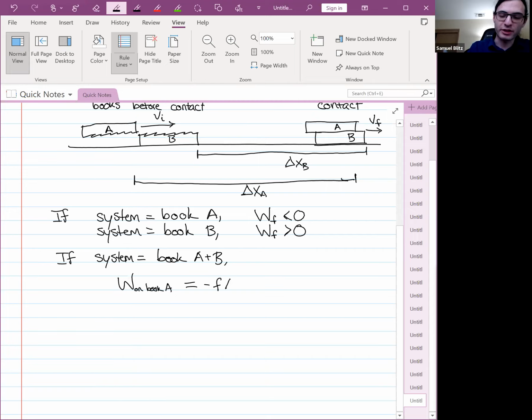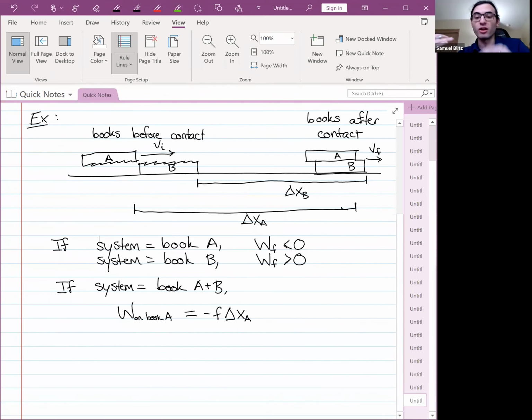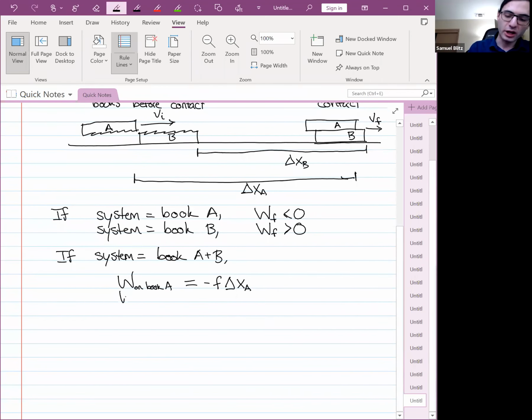This is minus F delta XA. The reason it's minus F delta XA is because the friction force pushes to the left because book A is slowing down, but the distance over which that force is applied is this entire distance, because it's applied for the entire time that they are moving relative to each other, and that happens for all of delta XA. The work done on book B, on the other hand, would be F, because it's to the right and the book is moving to the right, times delta XB.